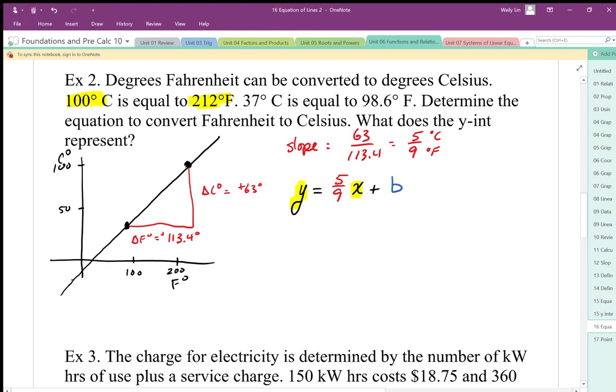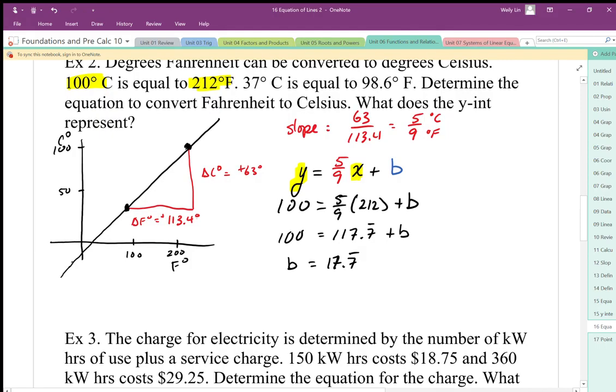I just have to be careful. My independent variable, my x, is going to be my degrees Fahrenheit. So I'm going to end up with 212 degrees Fahrenheit gets converted to 100 degrees Celsius. Multiplying that out, I get 100 equals 117.7 repeating plus b. So then b works out to be 17.7 repeating, and it's going to be negative because I'm going to subtract from both sides.